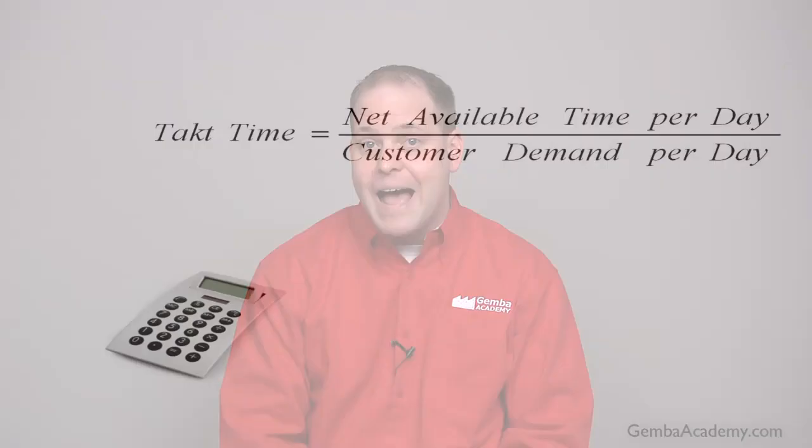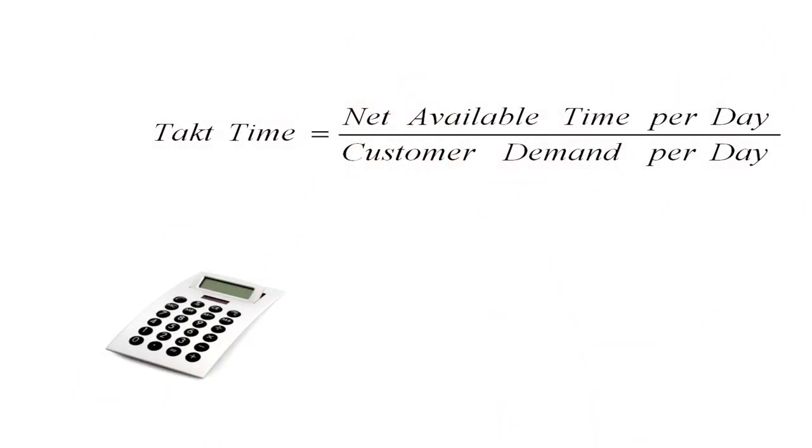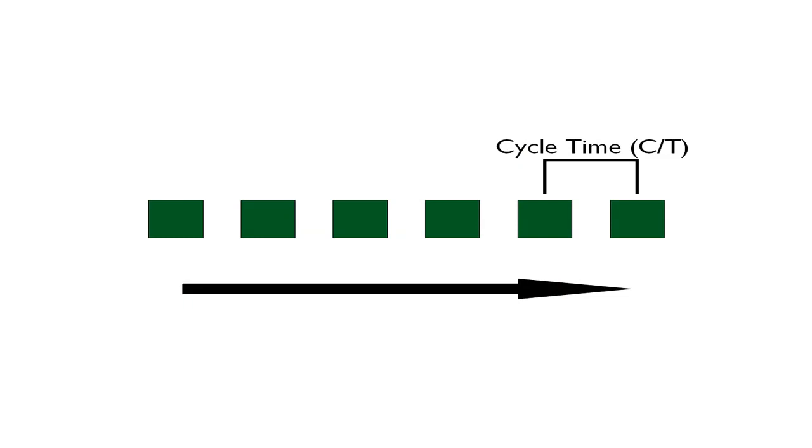All right, well, just as a quick refresher, the formula for takt time is simply the net available time per day over the customer demand per day. And as we've already mentioned before, takt time can only be calculated. It can't be measured. On the other hand, cycle time is always measured. So whenever we use the term cycle time, we're actually describing how often a part is completed by a particular process.